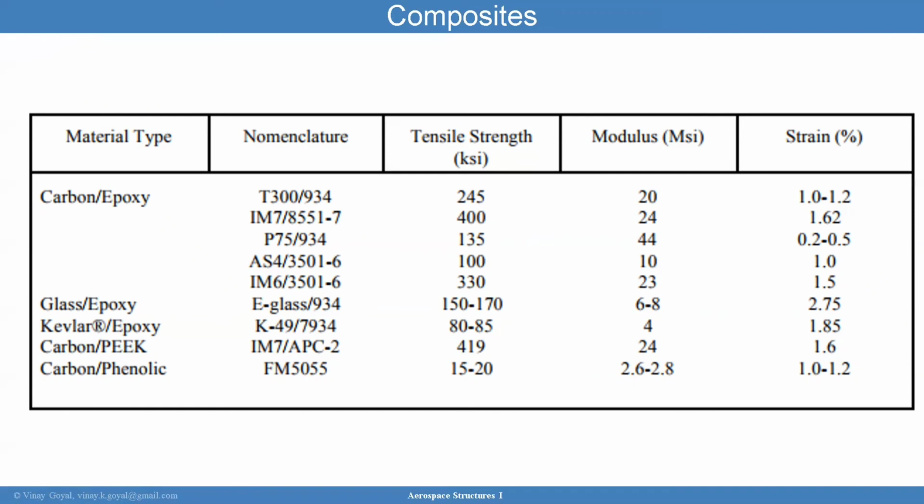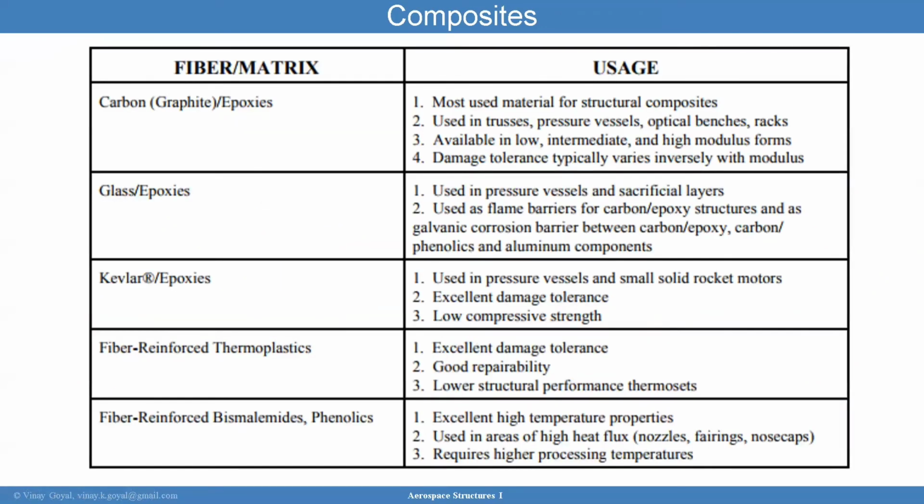Kevlar is used for bullet vests in impact situations. In composites in general, you have the fiber matrix, which is carbon epoxies, glass epoxies, Kevlar epoxies, and fiber reinforced thermoplastics. The usage of carbon epoxies, for example, is for materials in composite structures in aerospace applications.